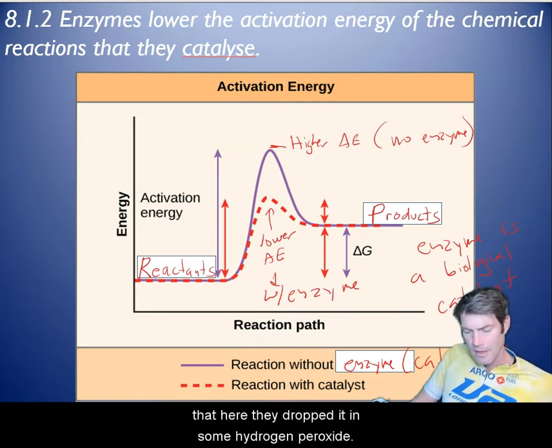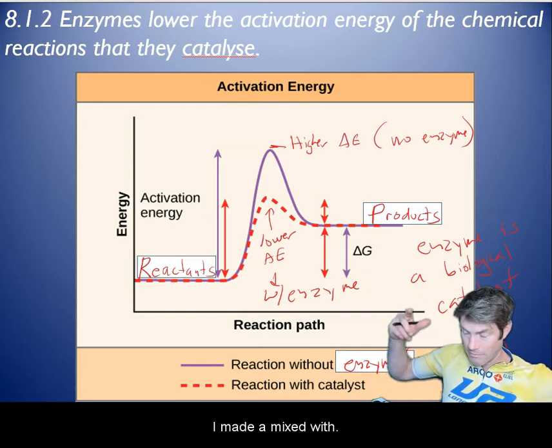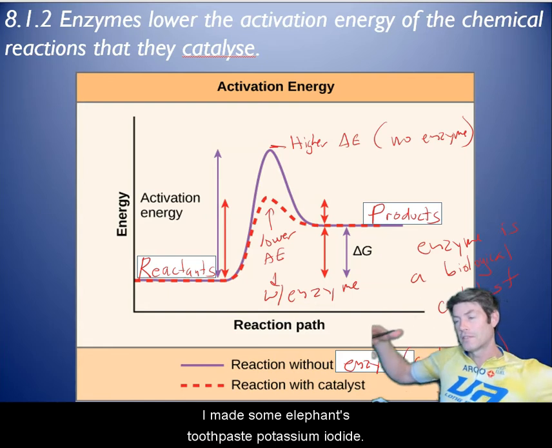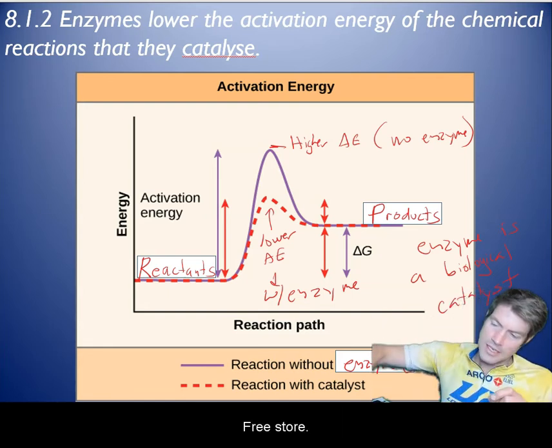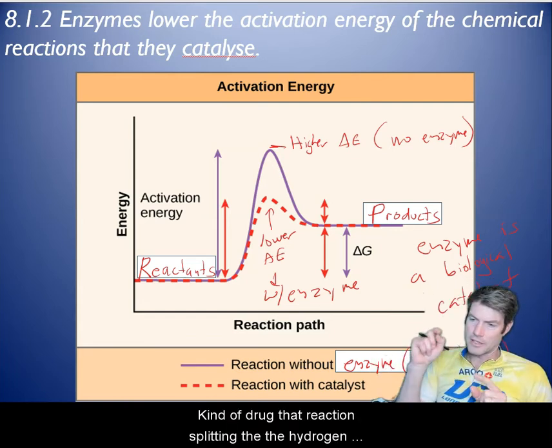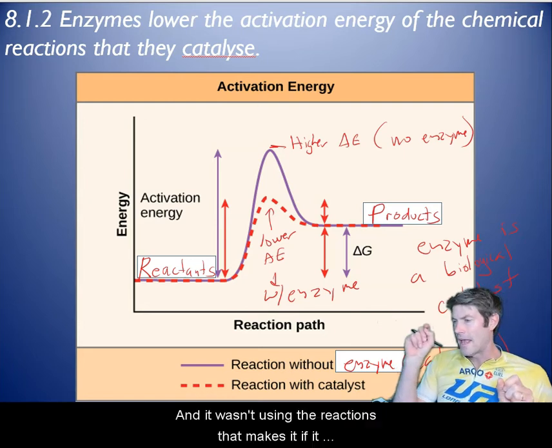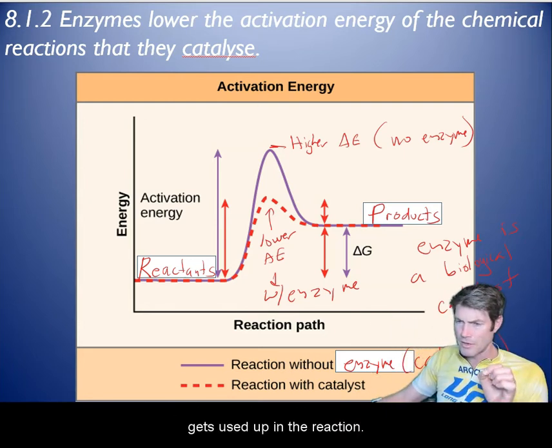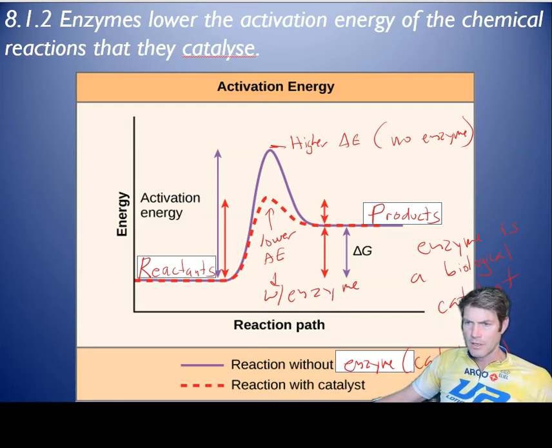Dropped it in some hydrogen peroxide mixed with soap, and I made some elephant's toothpaste. The potassium iodide drove that reaction, splitting the hydrogen peroxide into oxygen and water. And it wasn't used in the reaction, so that makes it a catalyst. If it gets used up in the reaction, it is not a catalyst anymore.